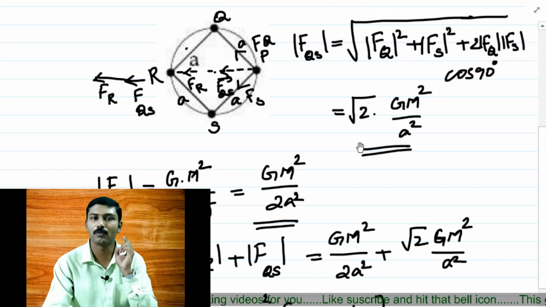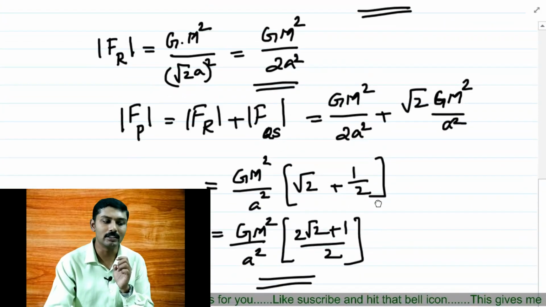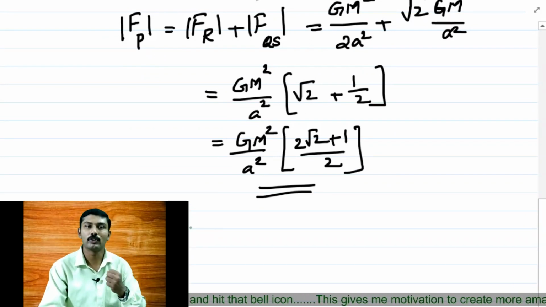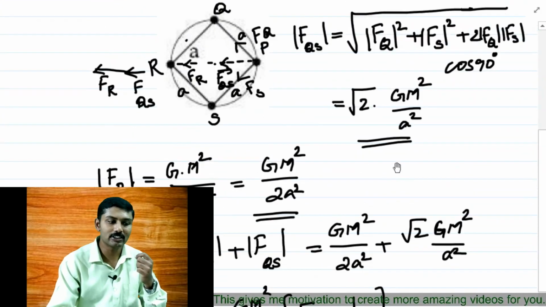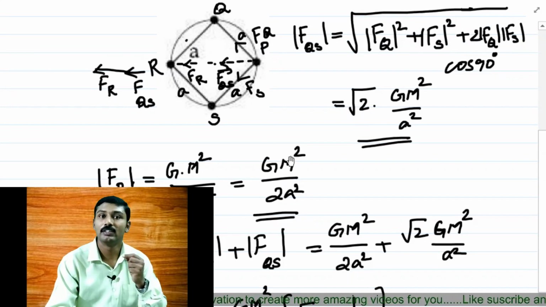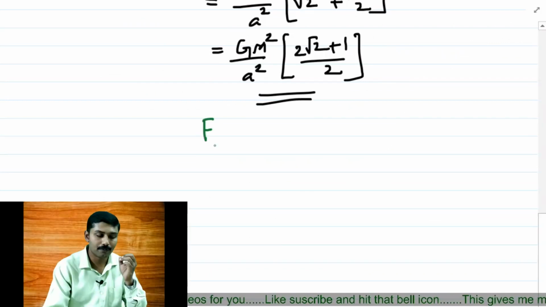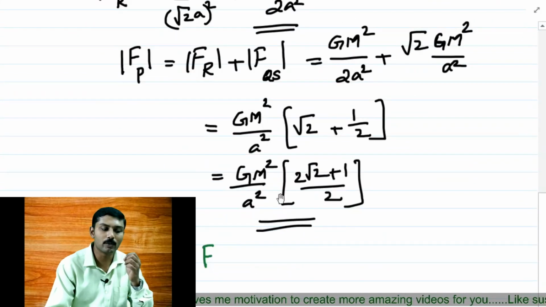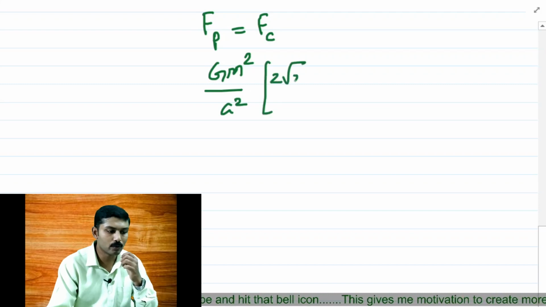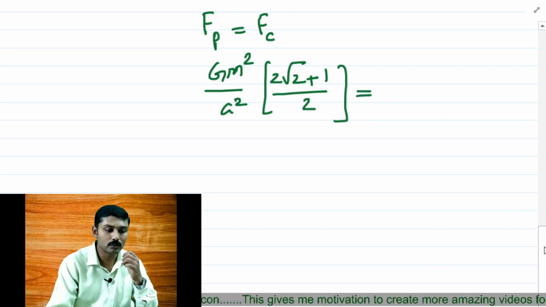If I want to find out the velocity of one of the masses, I have to equate this gravitational force which is acting on the point P with the centripetal force which is also acting towards the center. In short, this gravitational force acting on the point P is responsible for the centripetal force acting towards the center, so I can write that the force acting on the point mass at the point P is equal to the centripetal force. We can write it as Gm² divided by a² times (2 root 2 plus 1) divided by 2, which becomes equal to the centripetal force acting on the mass m.